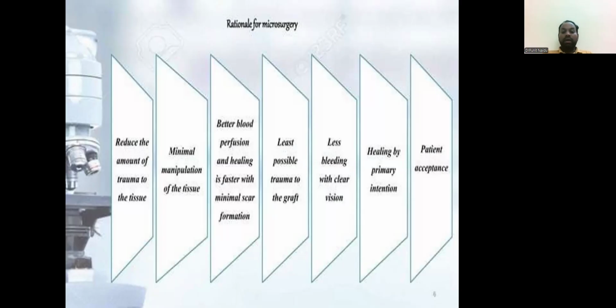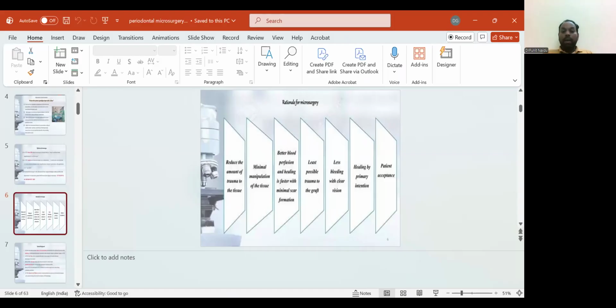The rationale of microsurgery is to reduce the amount of trauma to the tissue, with minimal manipulation of the tissue, better blood perfusion, and faster healing with minimal scar formation, least possible trauma to the graft, less bleeding with clear vision, healing by primary intention, and patient acceptance.